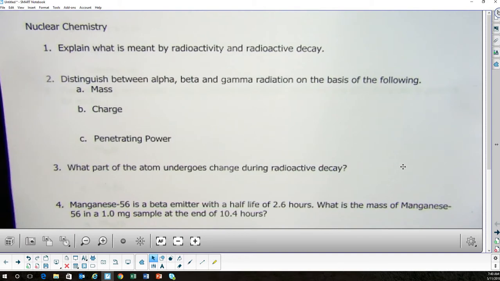Yeah, we're going to use that as notes. And then your packet has a review assignment in it. So I'm just reviewing really quick the nuclear. So we're going to do this together. So you have another set of notes.